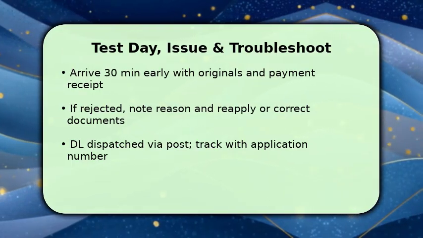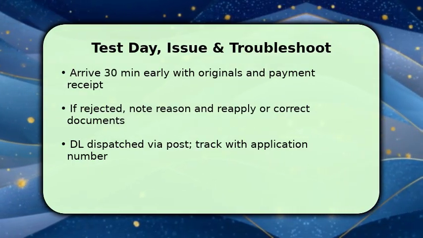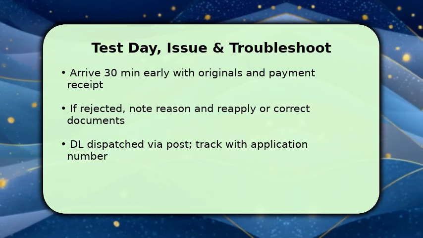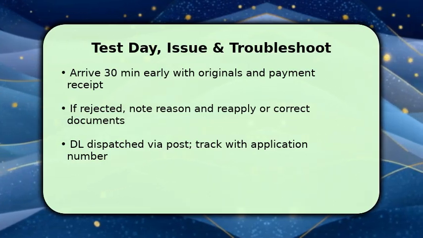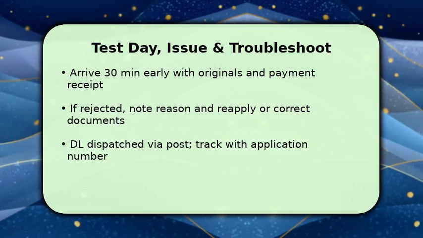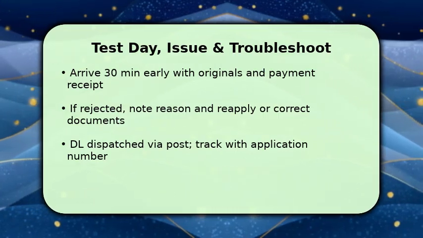If your application is rejected, check the rejection reason in the portal, correct the document or data, and resubmit promptly. If postal delays occur, use your application number to track status and contact the RTO.